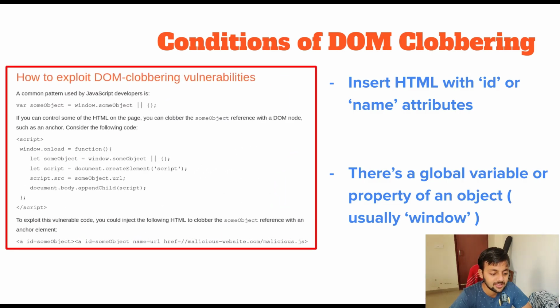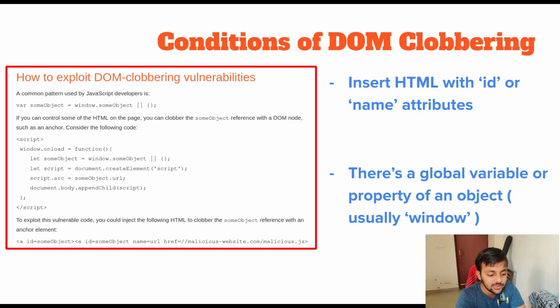And on the left, there is this screenshot from PortSwigger's DOM Clobbering article. On the first line, they mention a common pattern used by JavaScript developers: var someObject = window.someObject || {}. There's a pipe symbol, then an empty object. Curly braces opening and closing with nothing in them is an empty object; if there's something in it, then it's an object. So this line means a variable someObject is being defined, and it is equal to either the global variable window.someObject, or an empty object.